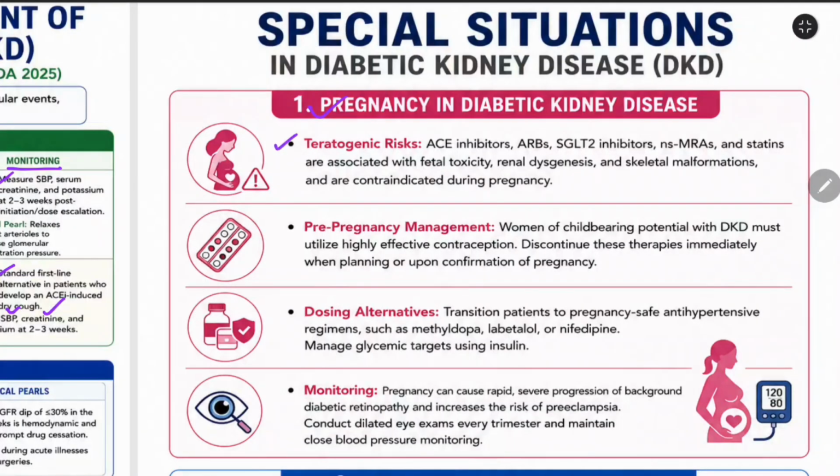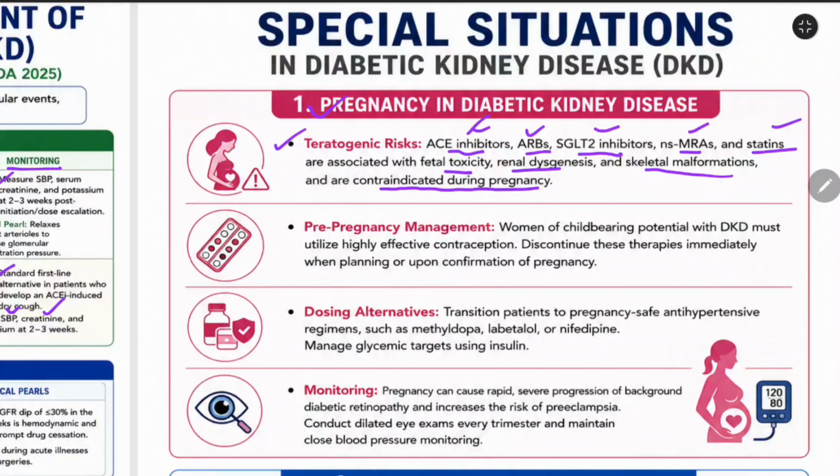So there is teratogenic risk in pregnant ladies because you can't give ACE inhibitors, ARBs, SGLT2 inhibitors, non-steroidal mineralocorticoid receptor antagonists and statins in these ladies who are pregnant, because they are associated with fetal toxicity, renal dysgenesis, and skeletal malformations. That's why they are contraindicated during pregnancy, all those standard first line drugs: ACE, ARB, SGLT2, MRA and statins.